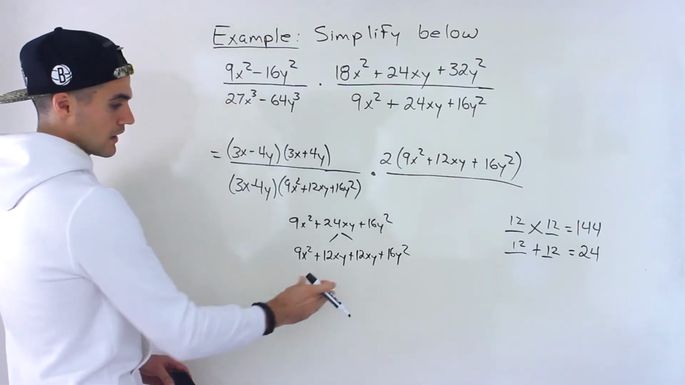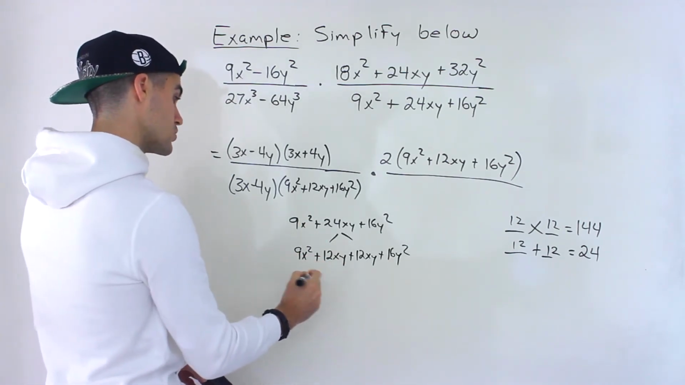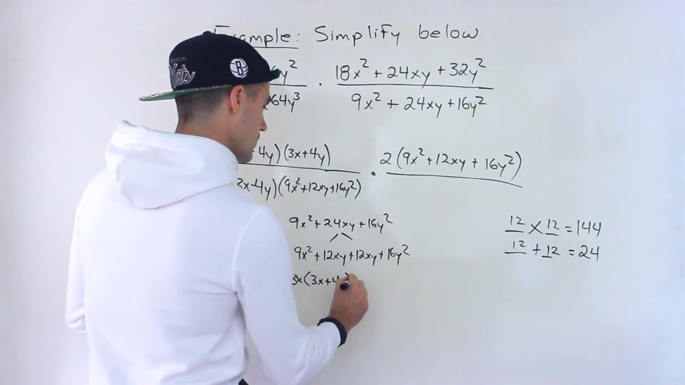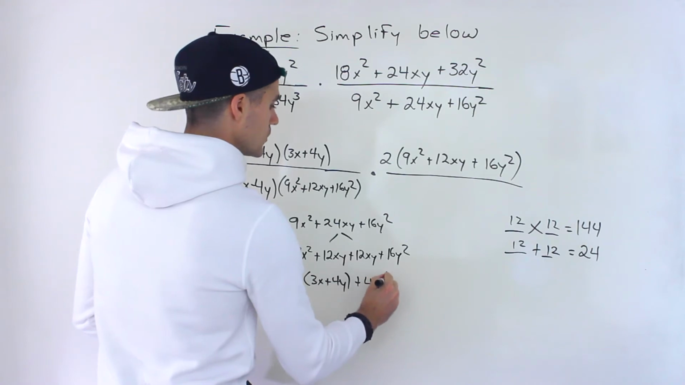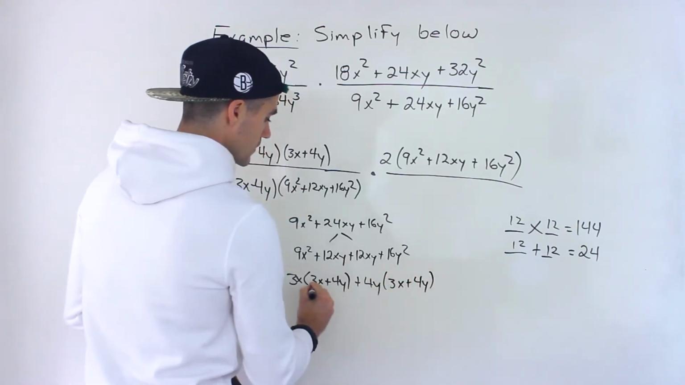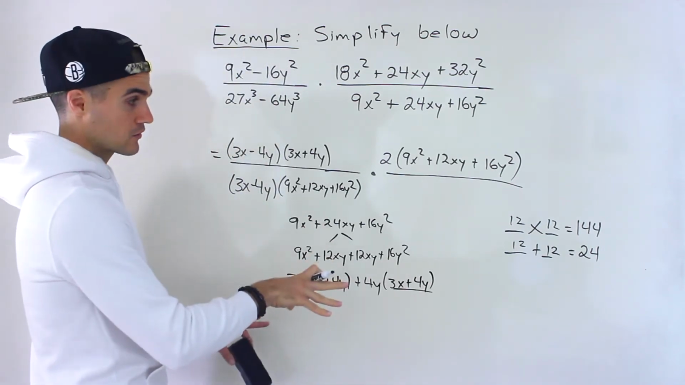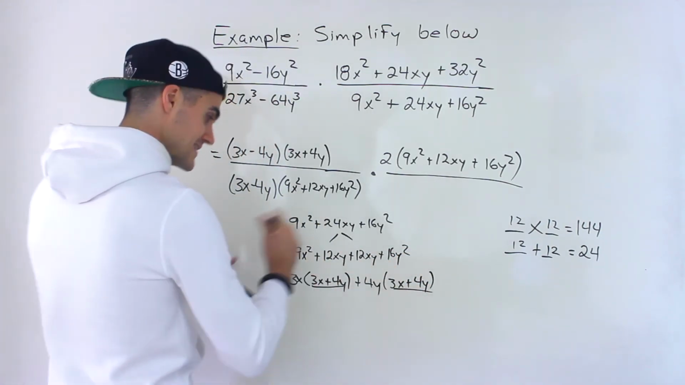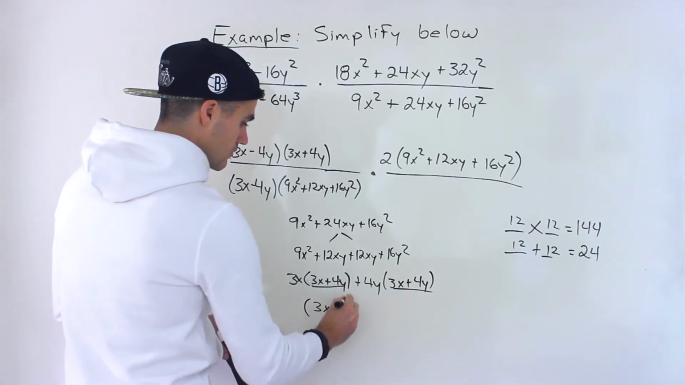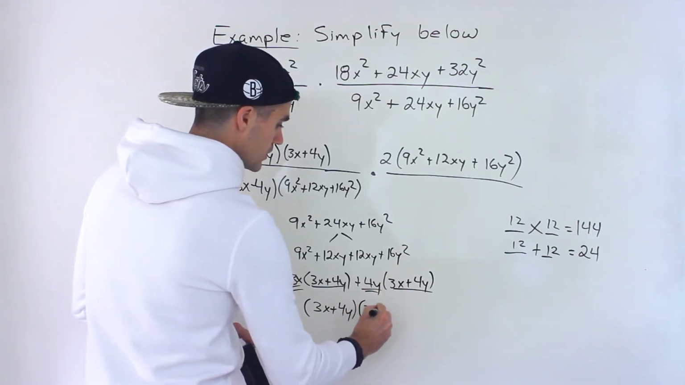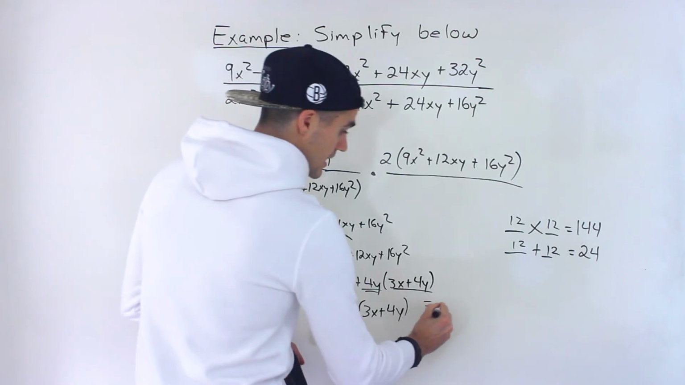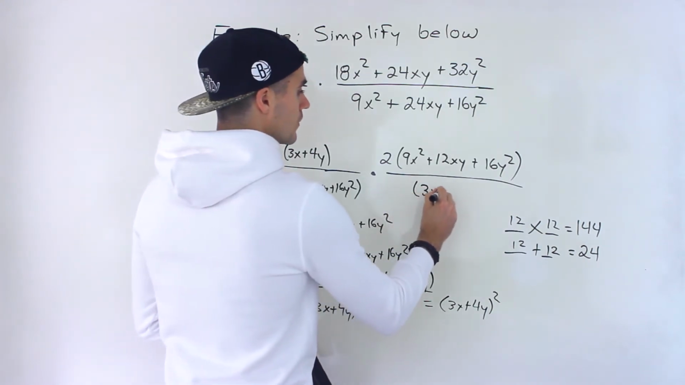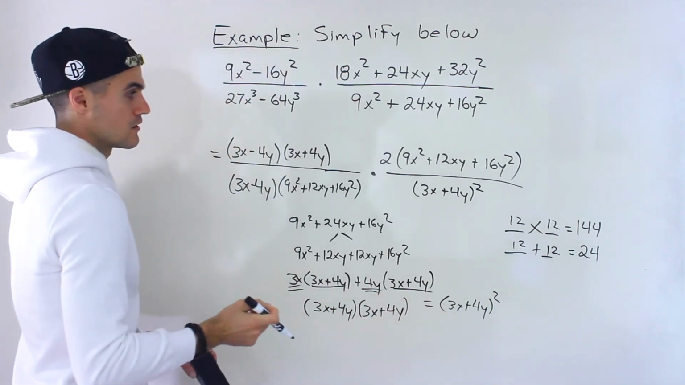And then we have plus 16y squared, and now we factor by grouping. From these two we could take out a 3x, so we'd be left with 3x plus 4y. And from these two we could take out a 4y, so we'd be left with 3x plus 4y. Notice these brackets are the same. They should always be the same if you're factoring by decomposition, if these two conditions pan out. So we could take that out, and we'd be left with 3x plus 4y. These two are the same bracket, so it's actually just (3x plus 4y) squared. It's a perfect square trinomial.